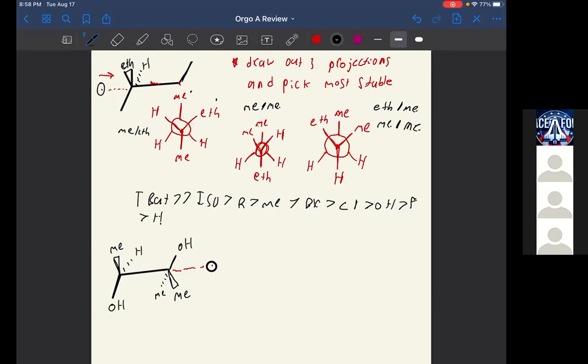Well, we know for sure this one's the least stable because you have ethyl interacting with methyl and you have methyl interacting with methyl. The middle one, you have methyl interacting with methyl, and then for the far left one, you have methyl interacting with ethyl. So ethyl is R, because R just represents a carbon chain. So this is actually ethyl. So methyl and methyl is more stable than ethyl and methyl. So this would be your most stable, second most stable, and third most stable.